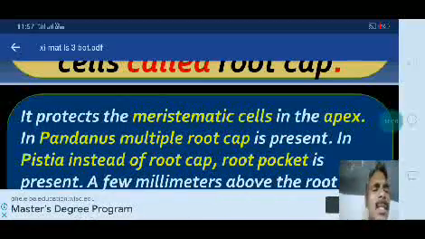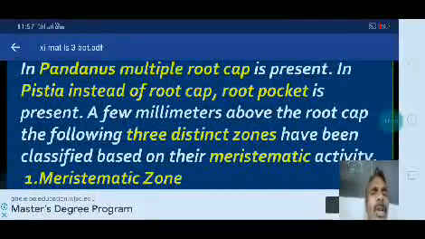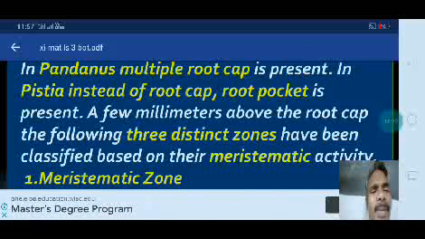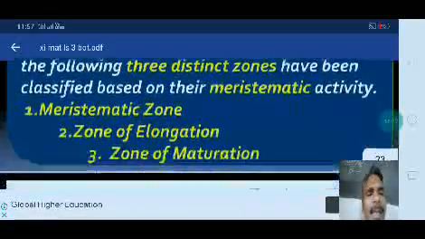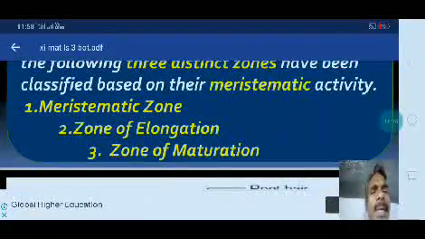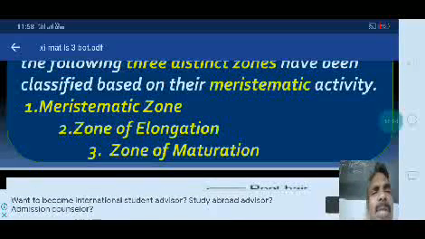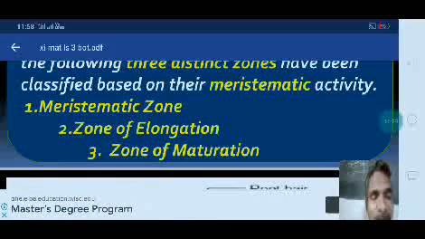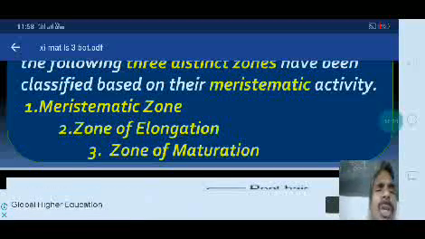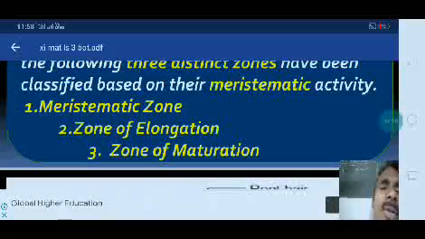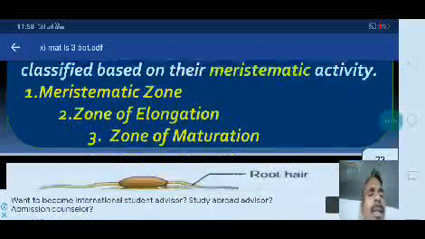A few millimeters above the root tip, the following three distinct zones have been classified based on meristematic activity. First one, the meristematic zone. Second one, the zone of elongation. The third one, the zone of maturation. They are present in this root system.